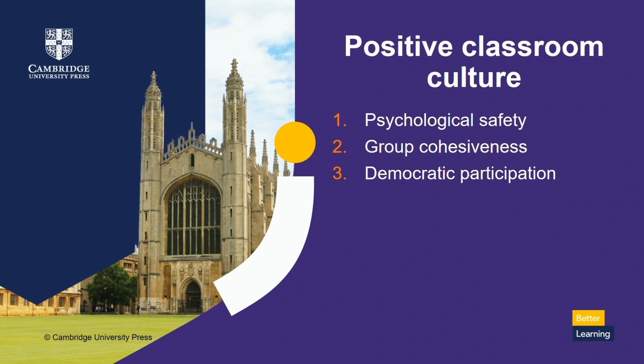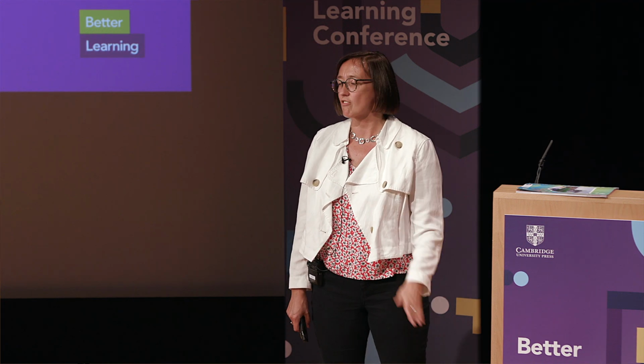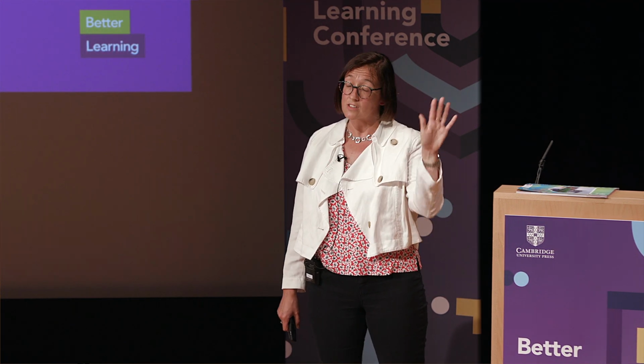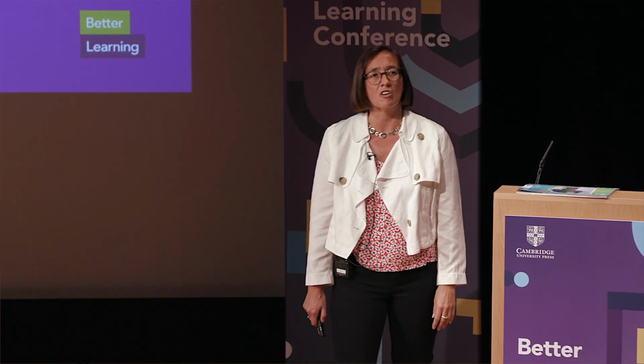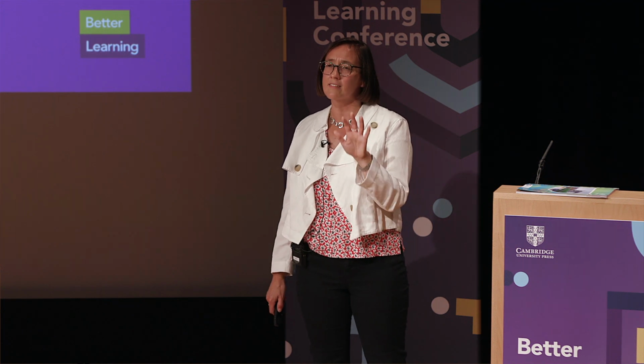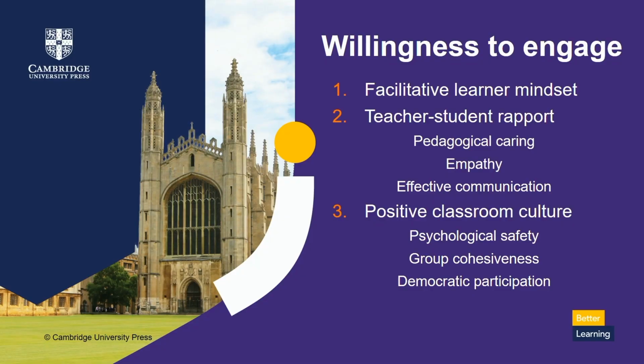So for the positive classroom culture, the key notions I just wanted to give you a flavor of: psychological safety, group cohesiveness, and democratic participation. So just looking at the foundations to recap of willingness to engage, there are 3 levels: the facilitative mindset that I didn't talk about today, teacher-student rapport, and positive classroom culture. If we work on these things, not as additional extras, but as the foundation on which we build our teaching design, I think we're in a better place to have engaged learners. There are no guarantees, but the likelihood is a lot higher.